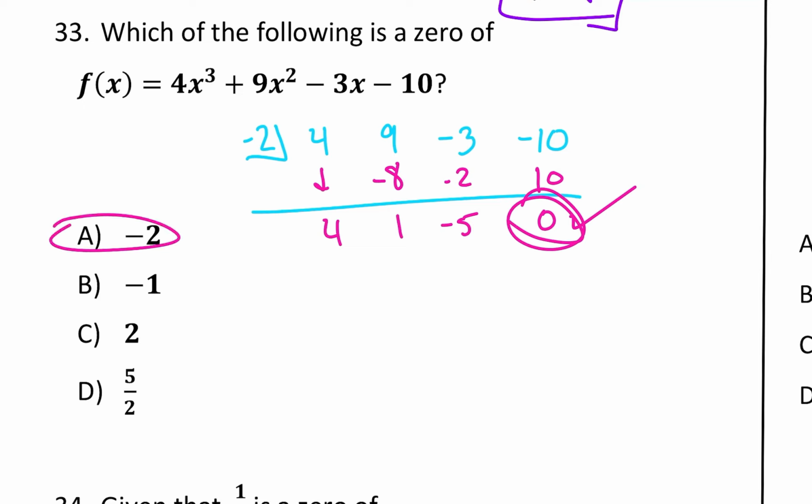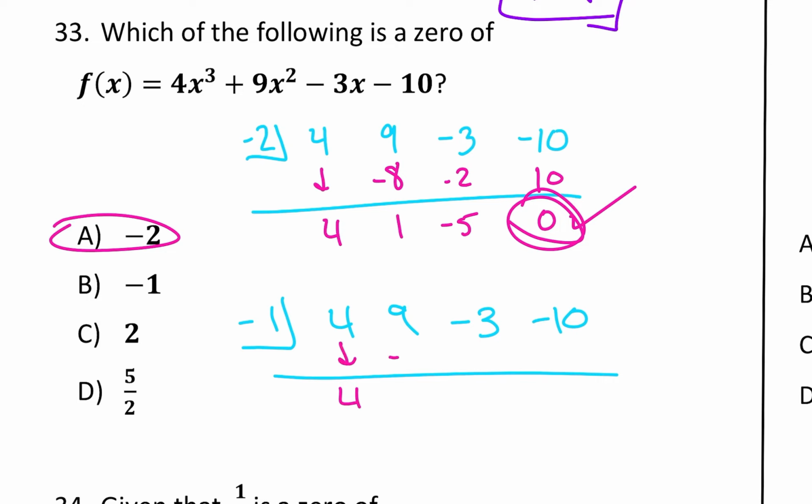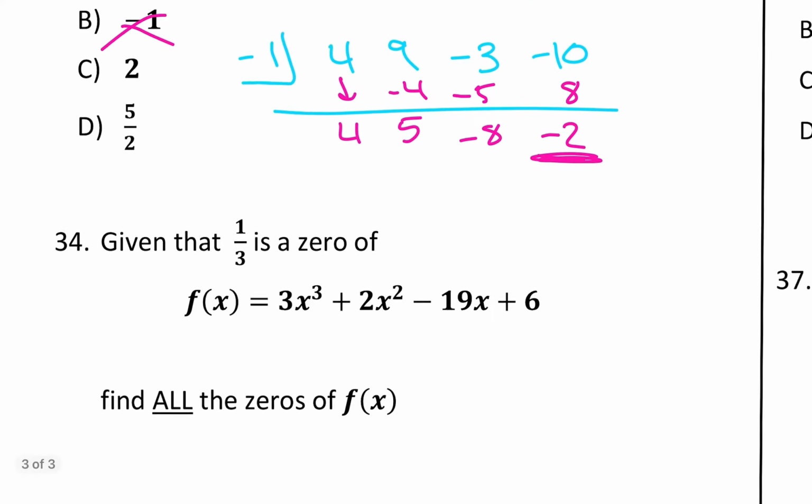Remember, you're looking to get 0 here. If you get 0, that's the answer. But if you don't get 0, then you have to keep going. So, for example, if you looked at the next one, let's just do negative 1 to see what that looks like. Bring down our 4. 4 times negative 1 is negative 4. Add that up, we get 5. 5 times negative 1 is negative 5. Add that up, we get negative 8. Negative 8 times negative 1 is positive 8. Add that up, we get negative 2. This number is not 0, so we know that negative 1 doesn't work. So if you did get one like that, you would know to keep going. That's what we're looking for, is that 0 at the end.